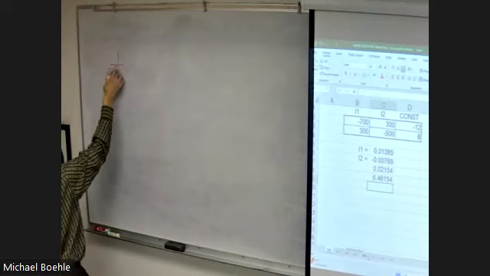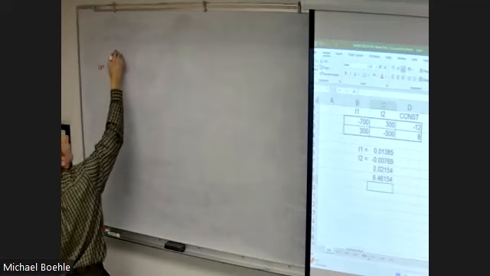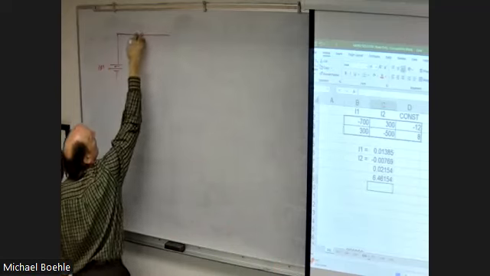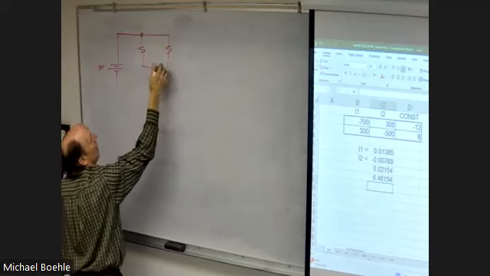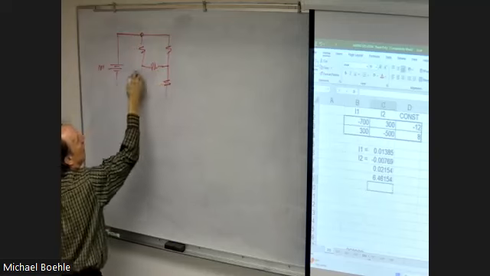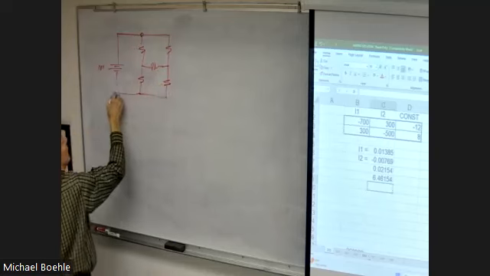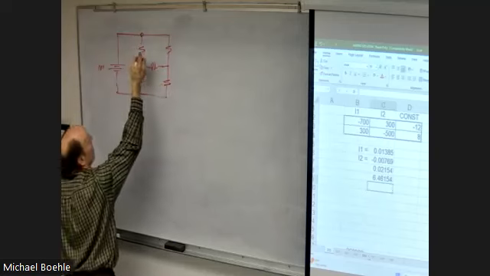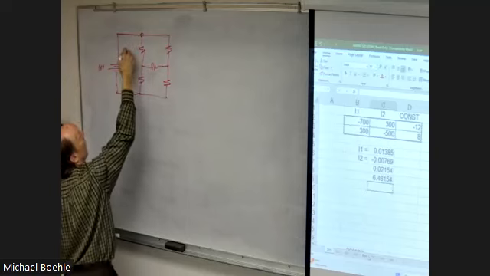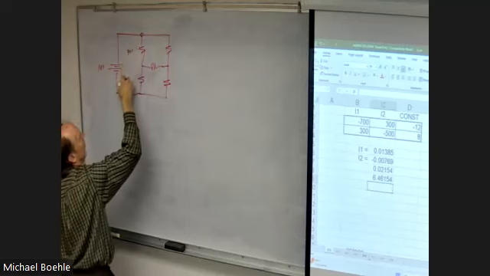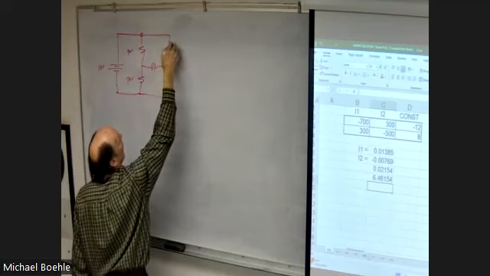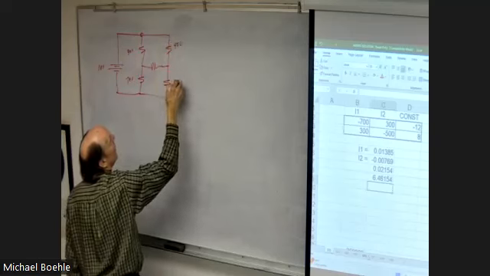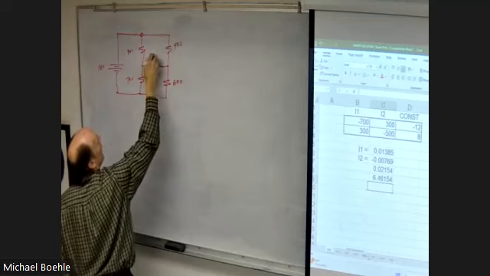We'll make one up. 10 volts. So I'll just throw in some numbers here. 300, 700, 400, 600, and we'll make this 200. Okay.